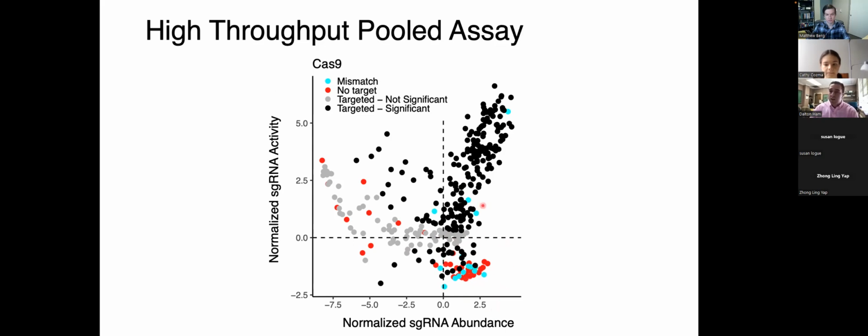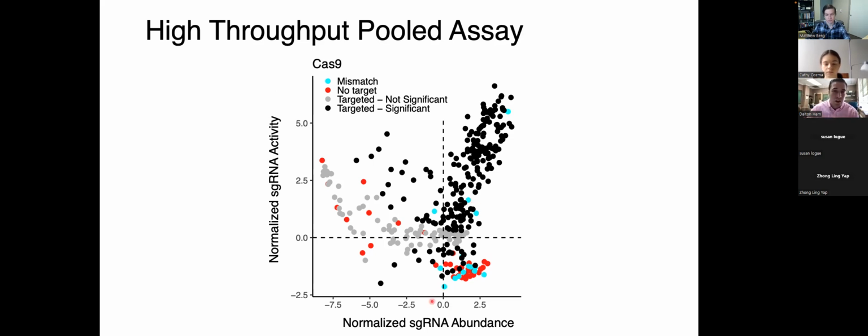Secondly, as we saw previously, we can detect a gradation of activity. It's not just on or off. We see a nice continuum of activity along the y-axis. And then furthermore, one thing that's notable is that there doesn't seem to be a strong correlation between abundance and activity. Previous assays will throw the pool in and see what they get out, and they'll assume that guides that are of high abundance or low abundance have a particular activity.